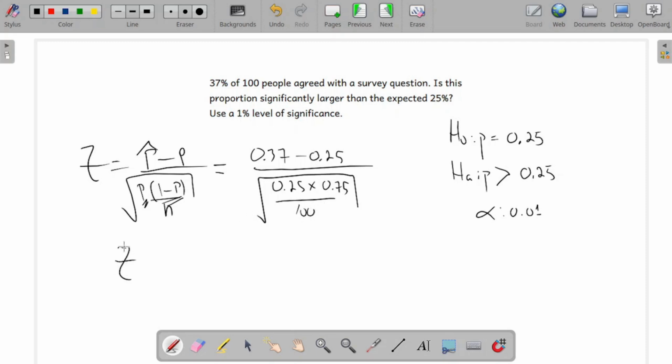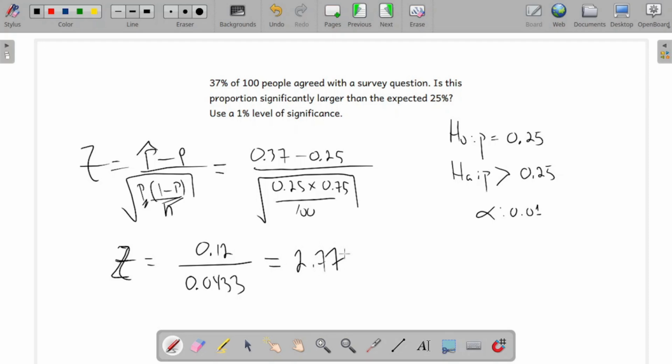So our test statistic Z, it will be, in the numerator, 0.12, and when we use our calculator to find the denominator, we end up with 0.0433. And dividing those two numbers out will give us our test statistic. In this case, it's 2.77.